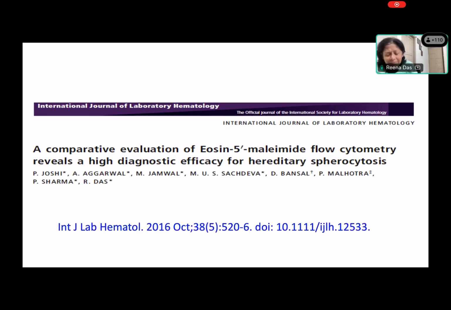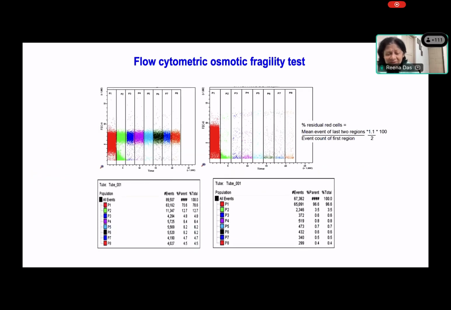So we had done this analysis some time back. It was an MD thesis, and we found that this test is a very good test for hereditary spherocytosis. There's another test. If you have a flow cytometer, you can also do this test. Can anybody describe this test? Ami, do you want to give it a try?